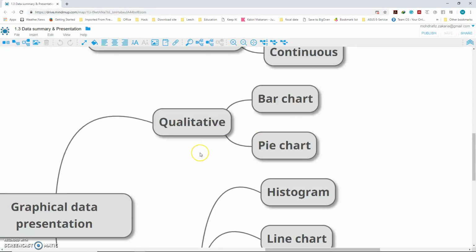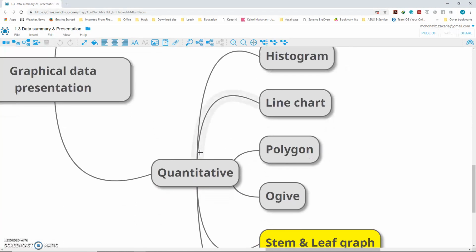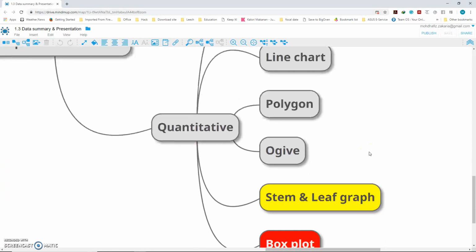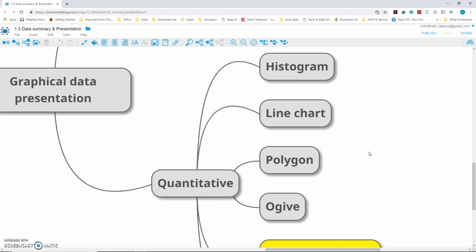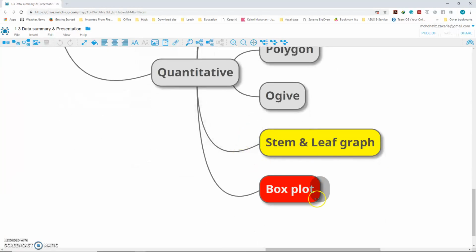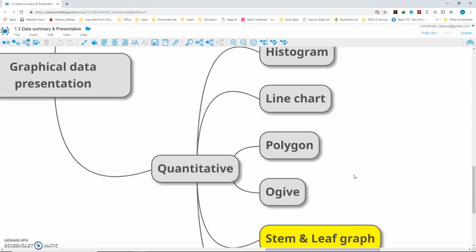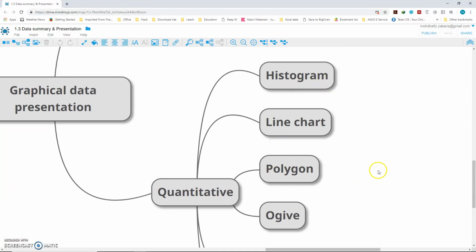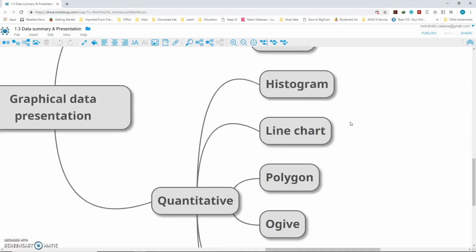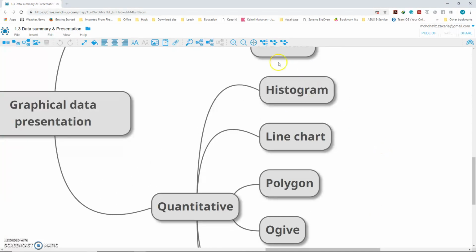But the one that we're going to focus on is actually quantitative graphs. In this book you have six kinds of graphs discussed here. But as you can see, I've highlighted these two, stem and leaf graph and box plot. Why? Because we are not going to discuss the other four graphs in detail, since they are, how can I say this, the old kind of graph.